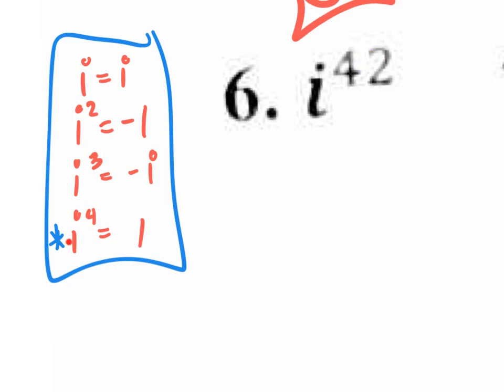So what's i to the fourth? 1. What's i to the 8th? 1. What's i to the 16th? 1. What's i to the 24th? What's i to the 40th? 1. Okay, so we know that, right? i to the 40th is 1.